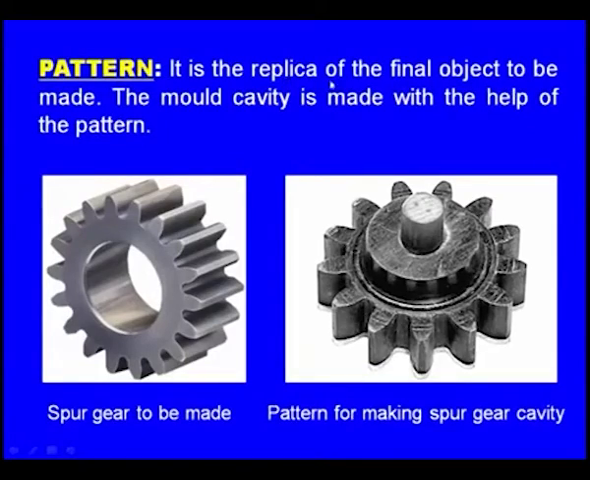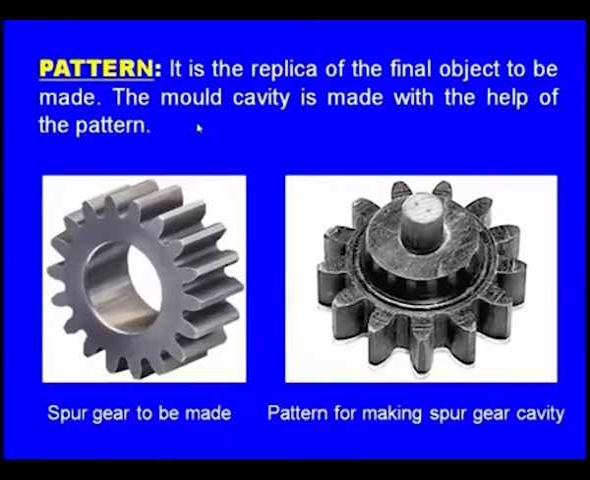Next, let us see the pattern. What is this pattern? It is the replica of the final object to be made. The mould cavity is made with the help of the pattern. What did the ancient man do? He wanted to make a spearhead, so he made a wax model of the spearhead. That wax model was called the pattern. Similarly, whenever we want to make a particular component, initially we have to make a model, which most of the time should be the same as the final component, and this model is known as the pattern.